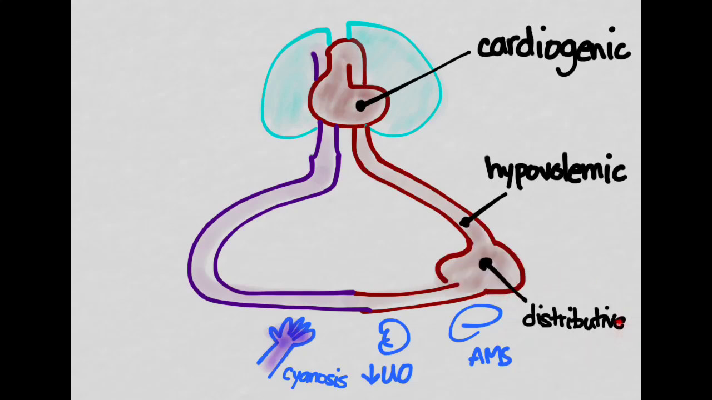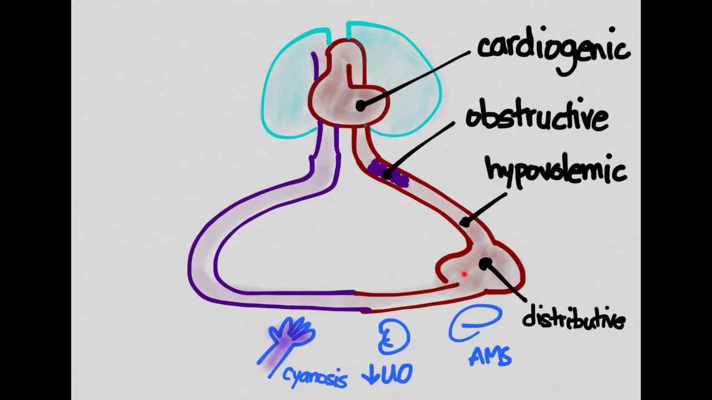The next kind is distributive shock, and you can see I've expanded the blood vessel here, and what that means is blood is being distributed to other areas that it shouldn't be going to, mainly the blood vessels, or maybe the blood vessels are even leaking some. You can see this in states like sepsis or anaphylaxis, where there are inflammatory mediators causing dilation of blood vessels. And the final kind that you can get is obstructive shock, and that means something's blocking the blood flow from going through.